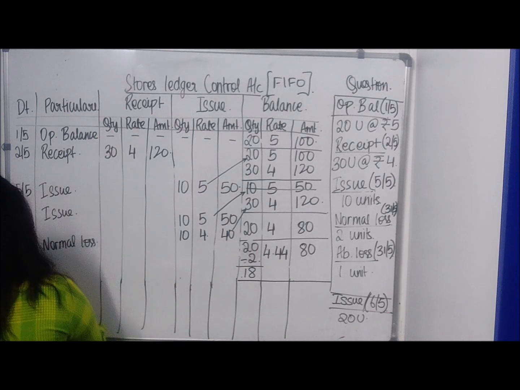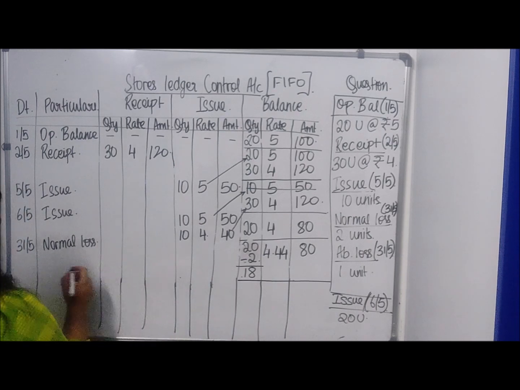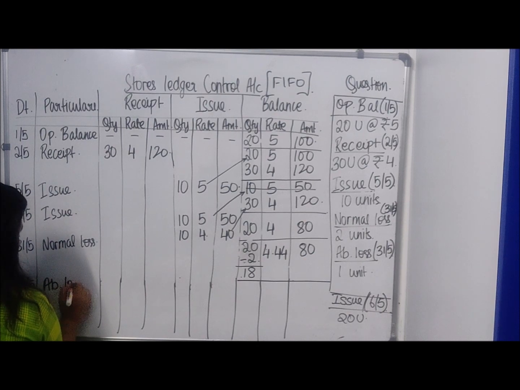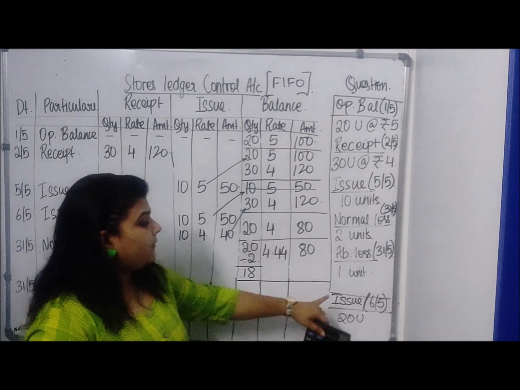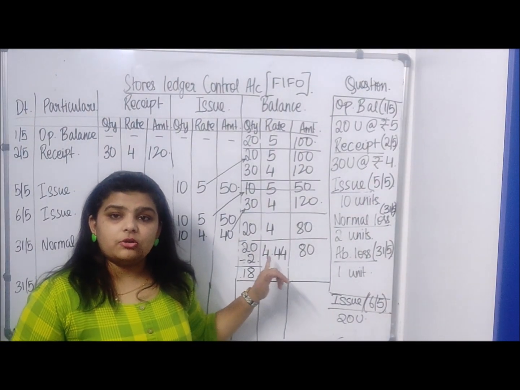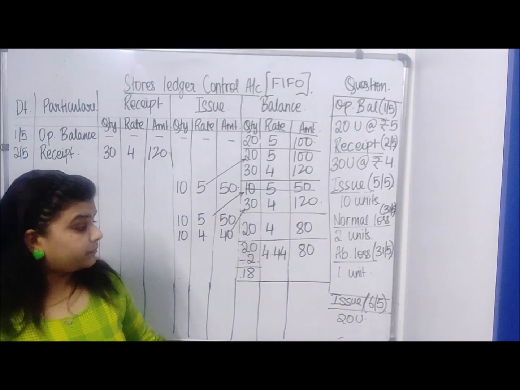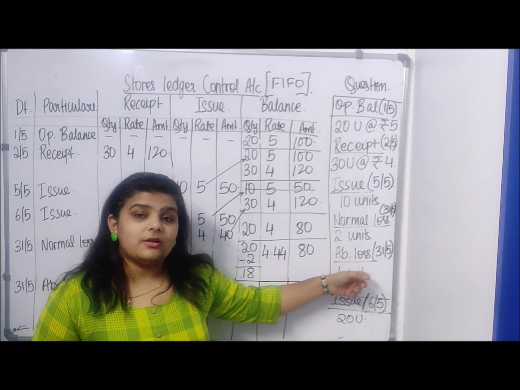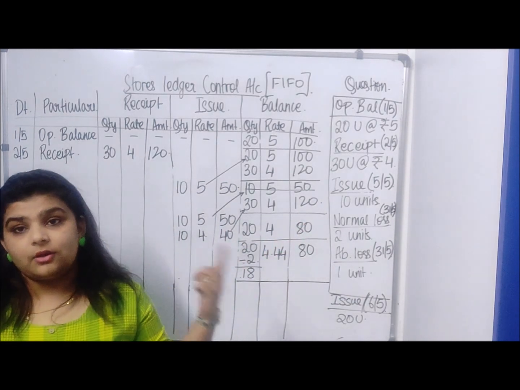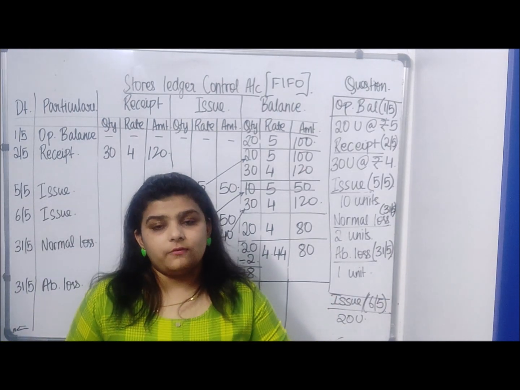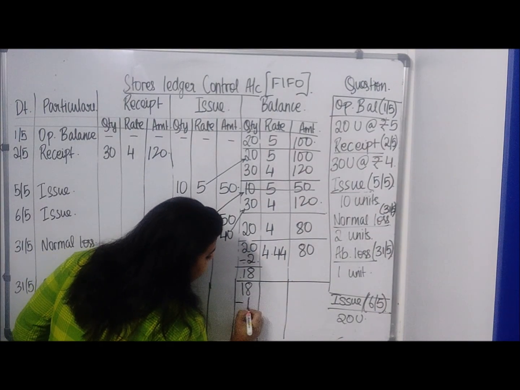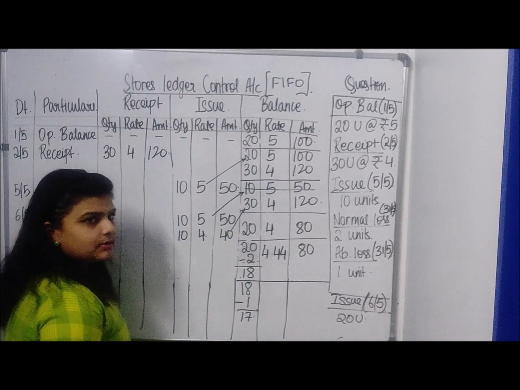The next treatment is of abnormal loss. This is again on 31.5. I have abnormal loss. Abnormal loss is of 1 unit. Now see what happens. Normal loss has put its burden on good units and inflated their price. But what is the case of abnormal loss? You would have seen in my earlier videos, abnormal loss never puts its burden on the good units. They have to take their own weight and go out. So 18 minus 1, now I have 17 units.